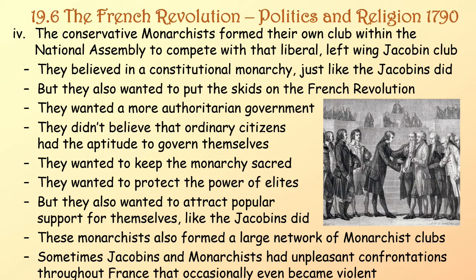But they also wanted to attract popular support for themselves, like the Jacobins did. And so these monarchists also formed a large network of monarchist clubs. And sometimes Jacobins and monarchists had unpleasant confrontations throughout France that occasionally even became violent.